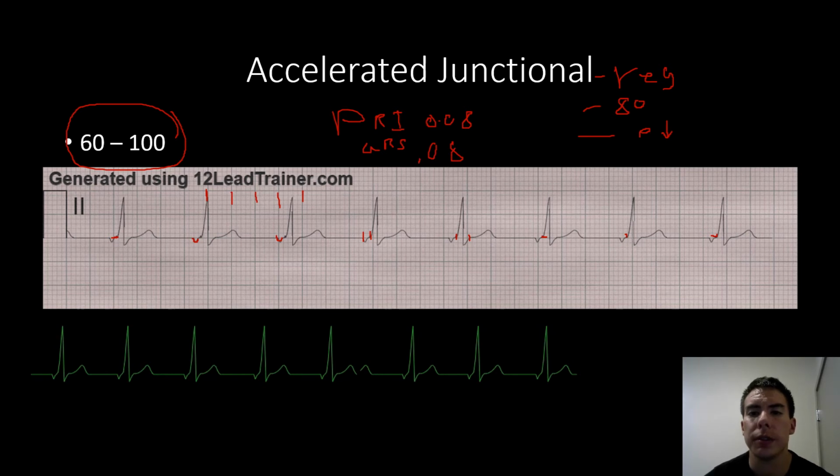So that's normal. So now, with all that information, we have a regular rhythm, rate is about 80, inverted P waves, QRS is normal, PRI is short. That tells us this is probably a junctional rhythm. So then, looking back at the rate, it is about 80, which tells us this is an accelerated junctional rhythm.